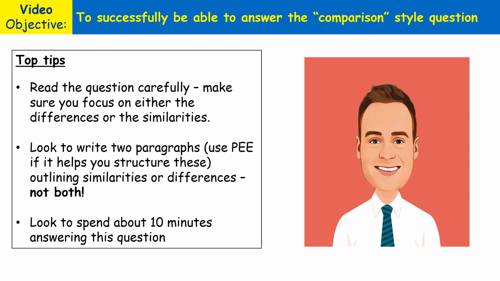Secondly, you should look to write 2 paragraphs, and I would recommend using the point, evidence, explanation structure if it helps you to write these paragraphs, outlining again the similarities or the differences, not both of them. And just as I recommended spending about 10 minutes on the first question of the Health and the People paper and 10 minutes on the second question, again you should look to spend about 10 minutes on the comparison style question as well. Let's have a look now at a model answer.